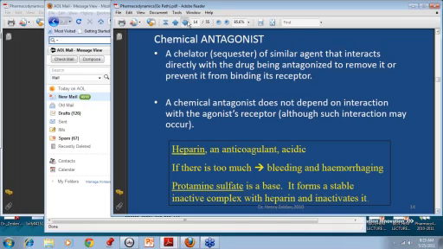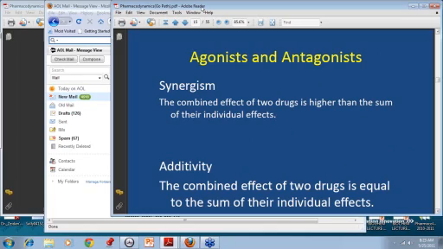Let's address additional terminology here. Synergism. What is synergism? As the name implies, it actually gives you more than what you expect. So the combined effect of two drugs is higher than the sum of their individual effects.